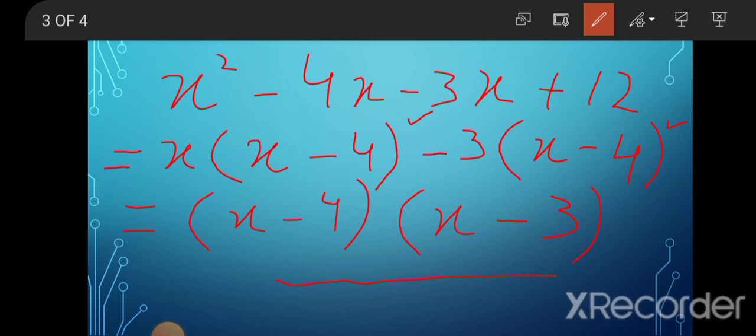And if you want to verify, if you multiply these two factors, x minus 4 and x minus 3, you are going to get your original expression once again: x squared minus 7x plus 12. This way you can also verify whether your factors are correct or not.